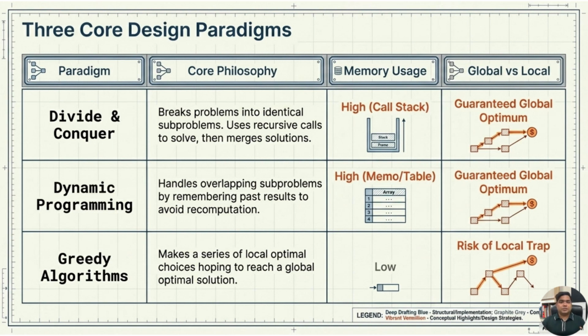The first paradigm is divide and conquer. The main idea is to break a problem into smaller subproblems of the same type. Then we solve those subproblems and merge the results. This approach often uses recursion. Merge sort and quicksort are common examples.